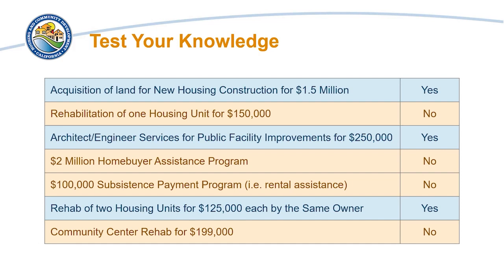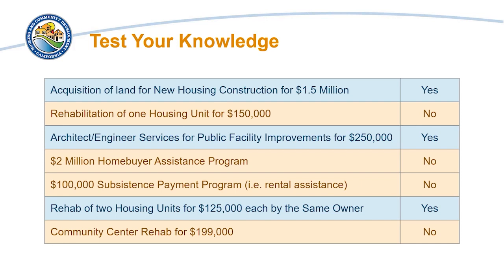Section 3 requirements would not apply to a homebuyer assistance program because it is not related to housing construction, rehabilitation, or other public construction. Section 3 requirements would not apply to a subsistence payment program such as a rental assistance program because it does not exceed the $200,000 threshold, nor is it tied to housing construction, rehabilitation, or other public construction.